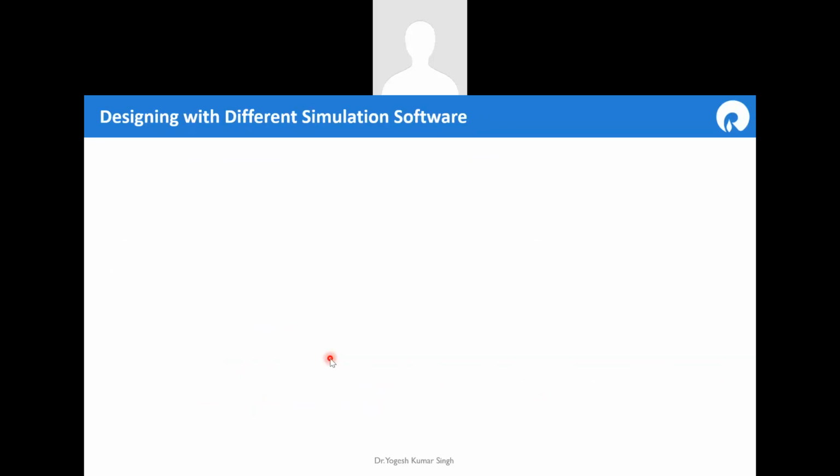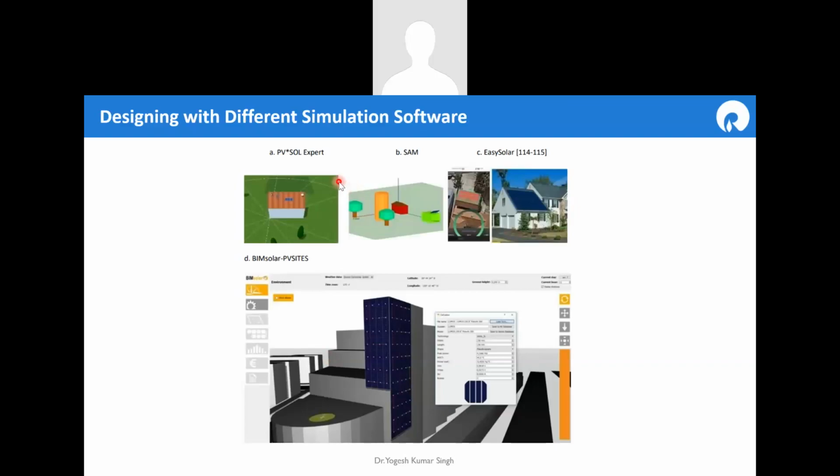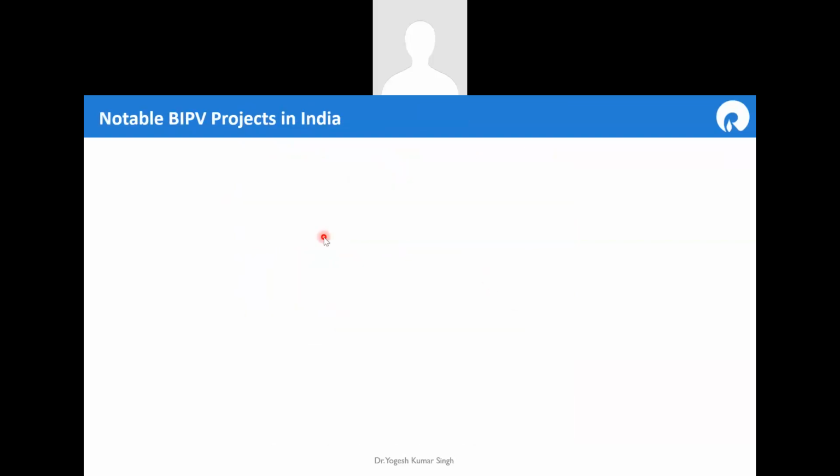Now, designing with simulation software. Earlier I told you in the design part how you can design the system. There is some software like PVsyst Expert, with the help of which you can design the system. SAM, which is called the System Advisor Model, you can also utilize for designing the system. Then EG Solar, another software, with the help of which you can make the system. Then BIM Solar PV systems, with the help of which you can make different building integrations in that particular area. So these are the different design simulation software that will be utilized in that particular location.